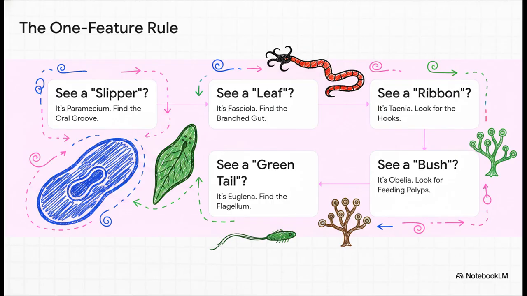If you see something shaped like a slipper, boom, it's Paramecium. If it looks like a leaf, that's Fasciola. See a long ribbon with a head full of hooks? You found the scolex of Taenia. If it's a delicate branching bush, you're looking at an Obelia colony. And if you see a tiny green torpedo with a tail whipping around, that's Euglena. One feature, one ID, it really is that simple.